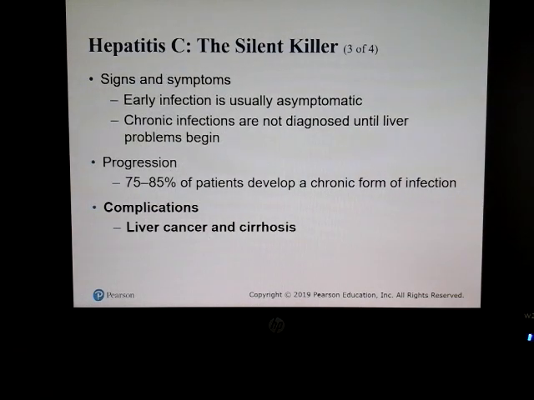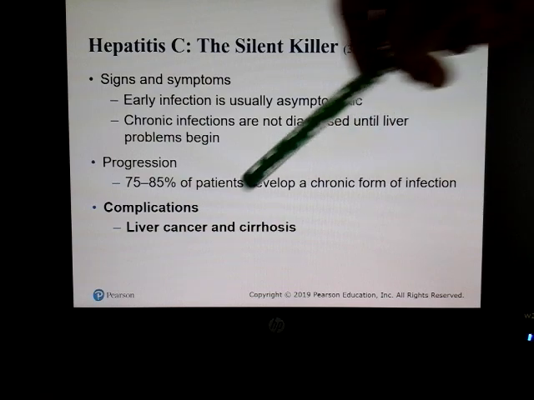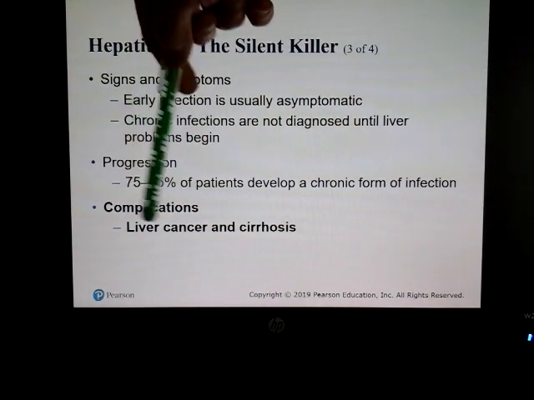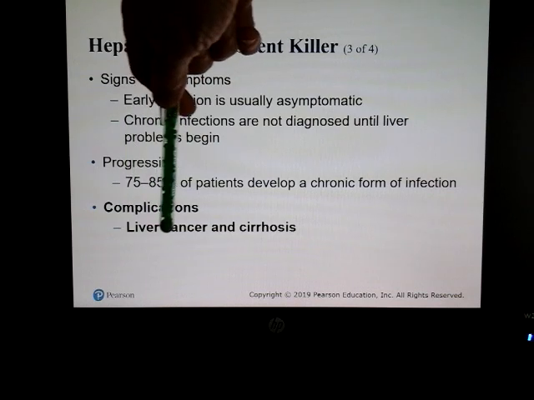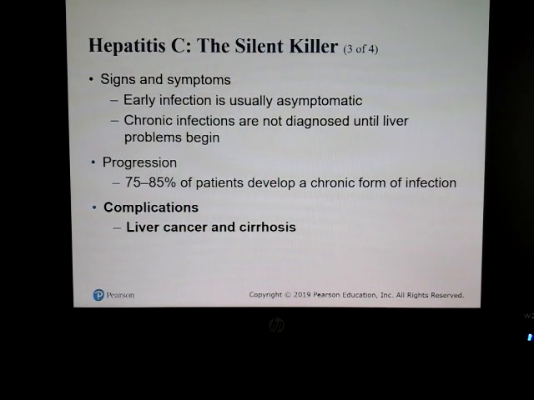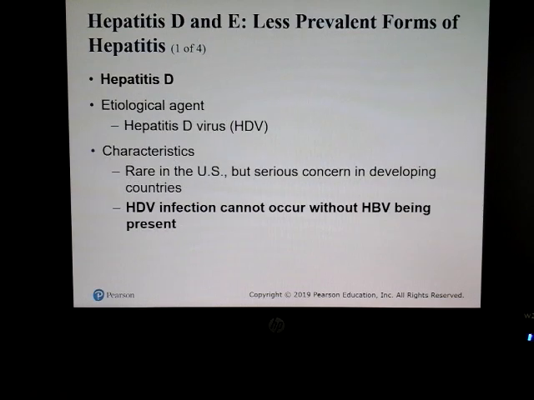So basically, early infections are asymptomatic. After a while, a lot of different kinds of liver problems start. 70 to 85% of patients develop a chronic form of the infection. And again, guys, please know for HCV, liver cancer and cirrhosis are what's normally seen.